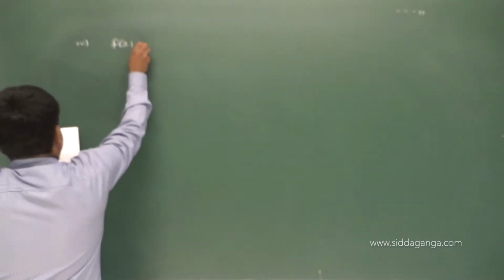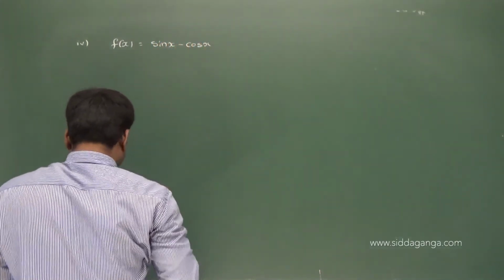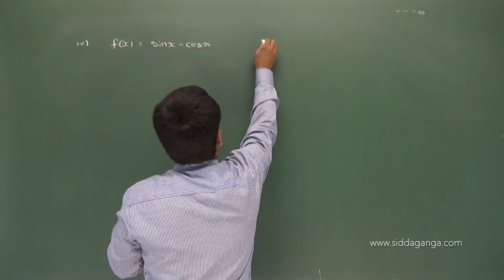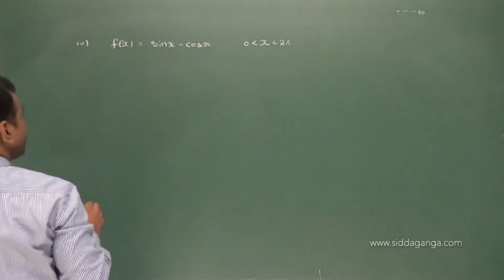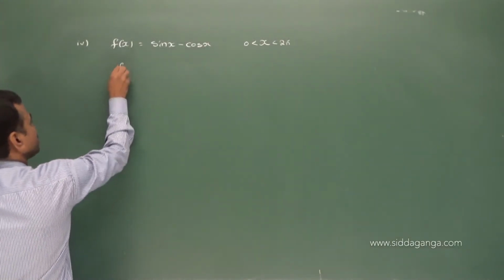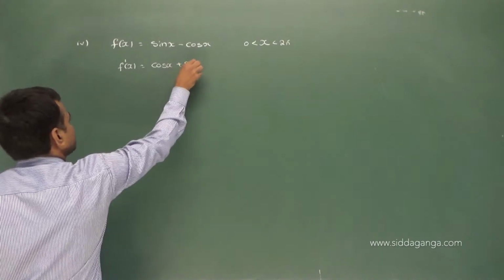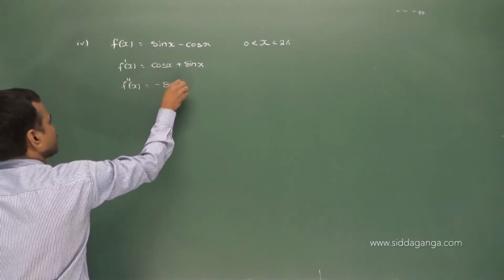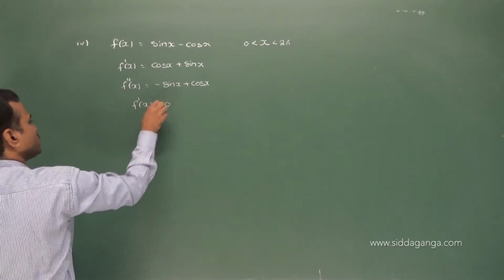Fourth problem. F of x is equal to sin x minus cos x. Same problem, but in the last problem it was plus, here it is minus. Then the domain he has given is greater than 0 less than 2 pi. Same procedure. Firstly find f dash of x, which is cos x plus sin x. F double dash of x is minus sin x plus cos x. F dash of x is equal to 0.